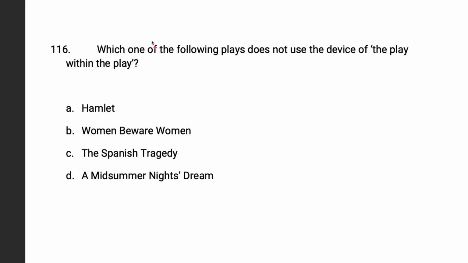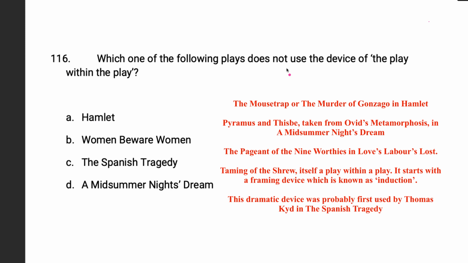Next question, which of the following plays does not use the device of the play within a play? Hamlet uses it, Midsummer Night's Dream uses it, Spanish Tragedy also uses it. The device that was used in Hamlet was first used in Spanish Tragedy. Women Beware Women did not use this device. As far as Shakespeare's plays are concerned, in Hamlet, Shakespeare used it. In A Midsummer Night's Dream, it was used. In Love's Labour's Lost, it was used. And Taming of the Shrew. So these four plays of Shakespeare used the play within a play device.